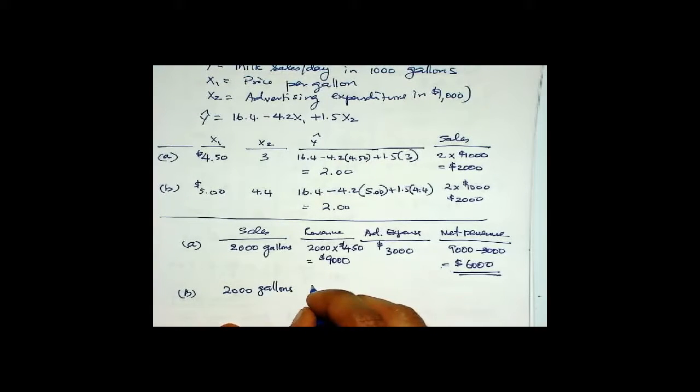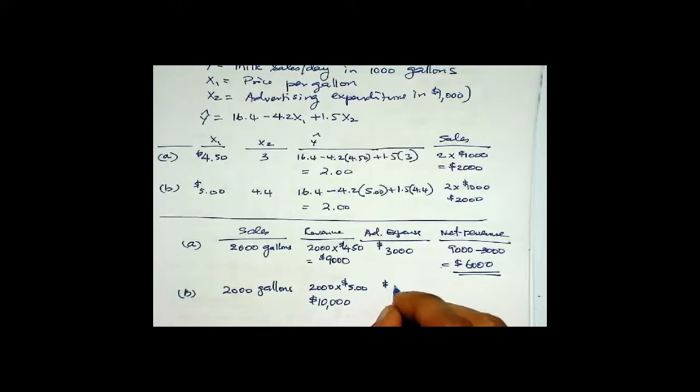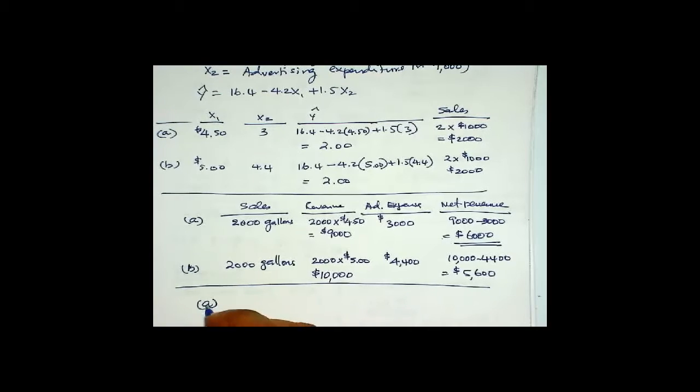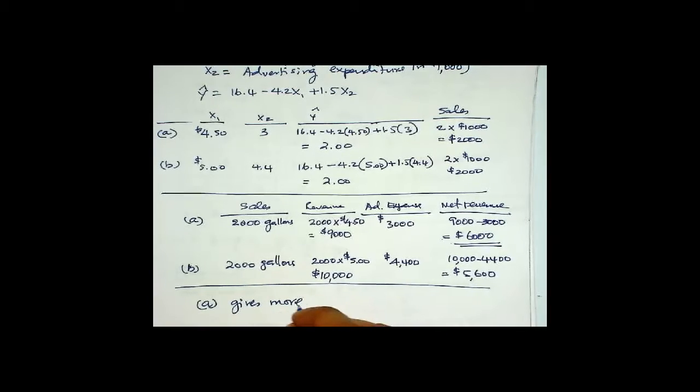For scenario B, again the sales is 2,000 gallons. Revenue is 2,000 times, we are now charging $5 a gallon. So our revenue is $10,000. Our advertising expense is 4,400. So 10,000 minus 4,400 gives us $5,600 net revenue. So between the two, A gives more net revenue.